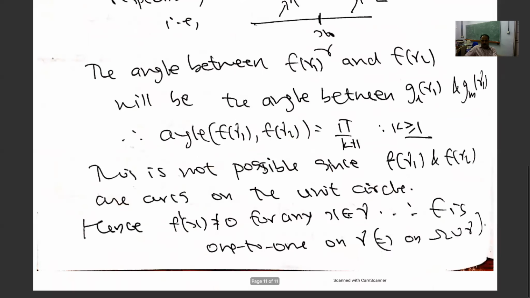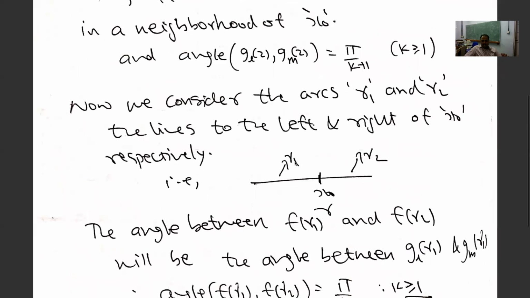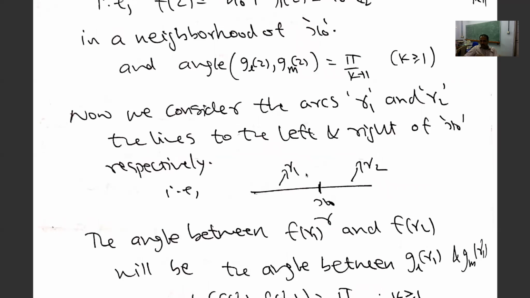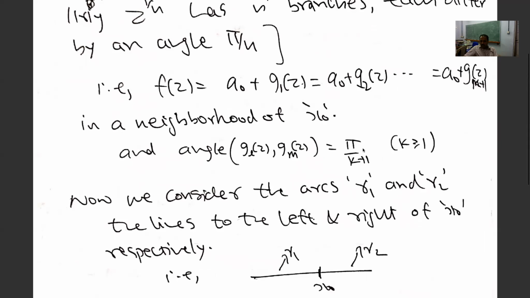Now recall the definition of the function root z. What happens is that if you consider two arcs, gamma 1 and gamma 2, meeting at x0 with an angle pi between them, then the images of gamma 1 and gamma 2 under root z will have angle pi by 2. Similarly, if you are taking the 1 by (k+1) root, then the angle between the images will be pi by k plus 1 if they have angle pi.